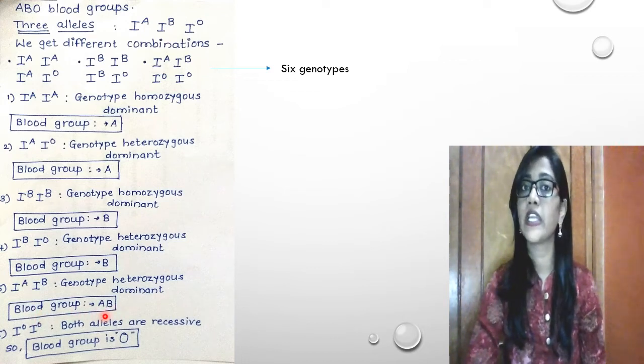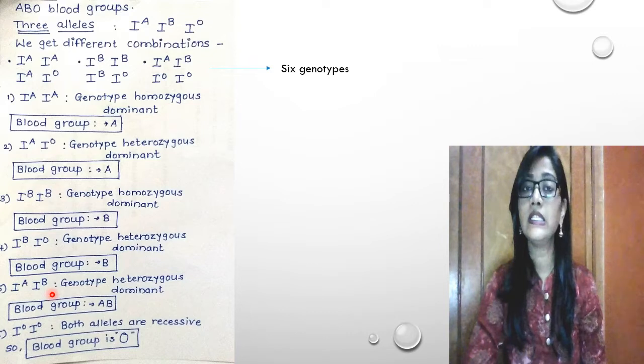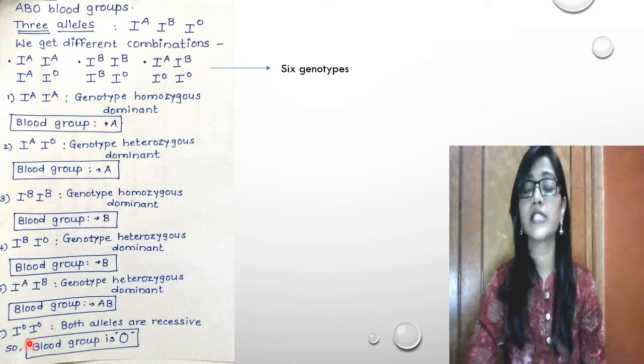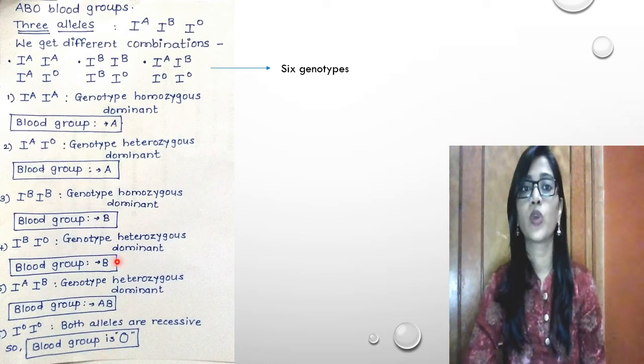Both alleles will get expressed. This example we have studied in codominance: both alleles get expressed parallelly or simultaneously. In the last, sixth case, if IO IO is present, both alleles are recessive, so that person will have blood group O. So these are the six genotypes.